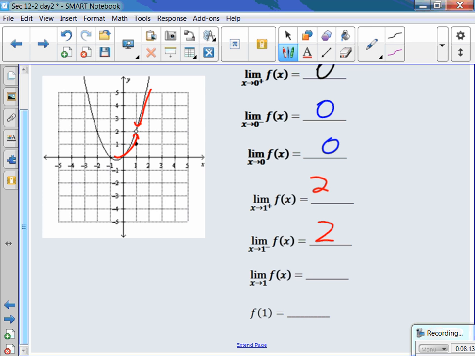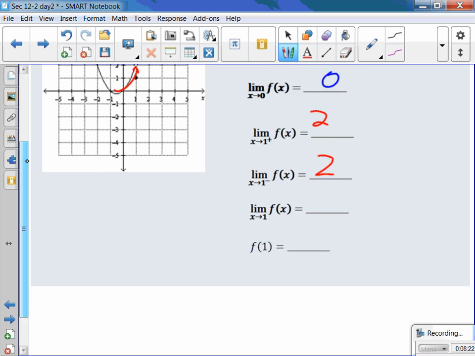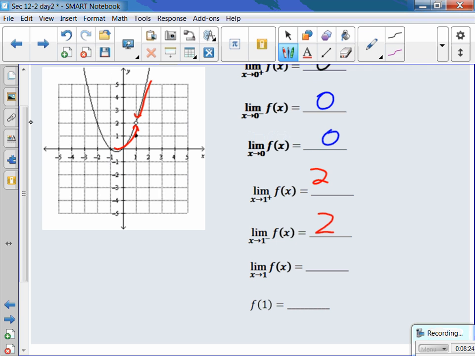I'm not concerned at all with the value there. Just as it gets closer and closer, what is it equal to? So what is the limit as x approaches 1? 2. Since coming from the right and coming from the left, my right-handed and left-handed limits are the same number, approaching the same number, my limit's going to be the same.